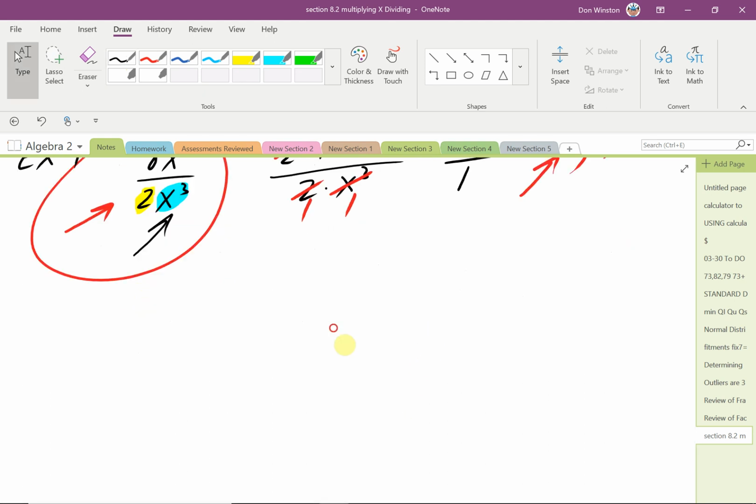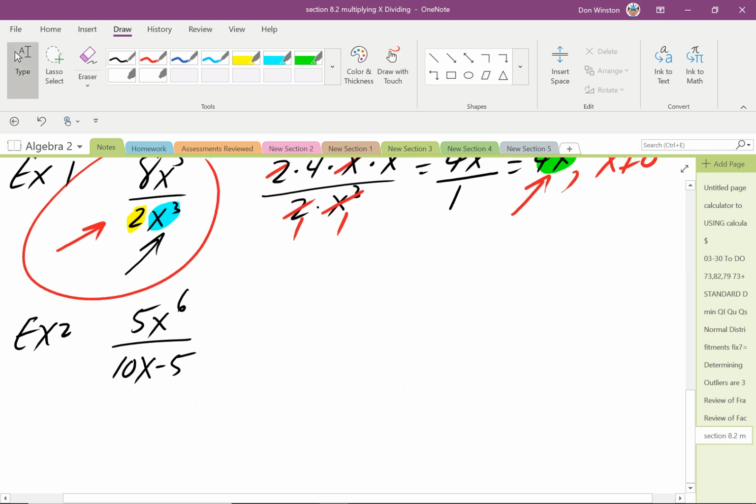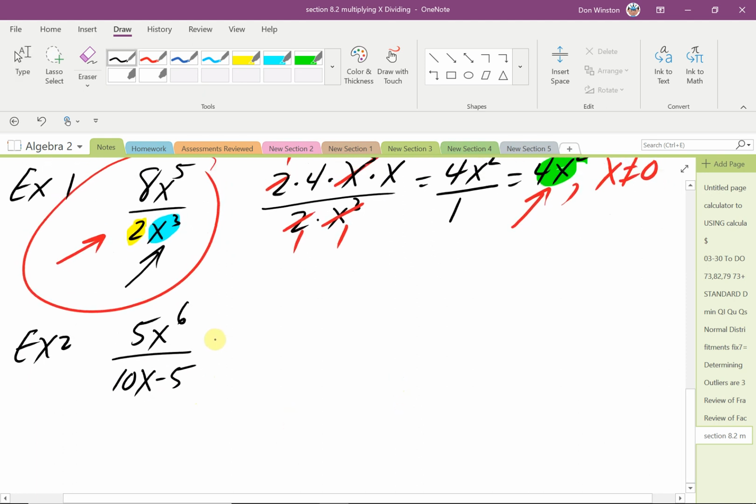Okay, the next example, example 2. Let's say here I have 5x raised to the 6 over 10x minus 5. And I want to simplify that. Here again, I see there's nothing I can simplify in the numerator. That's just 5x to the 6. But in the denominator, I can factor out a 5, and so this will be 5 times 2x minus 1. 5 times 2x is 10x, and 5 times negative 1 is negative 5.